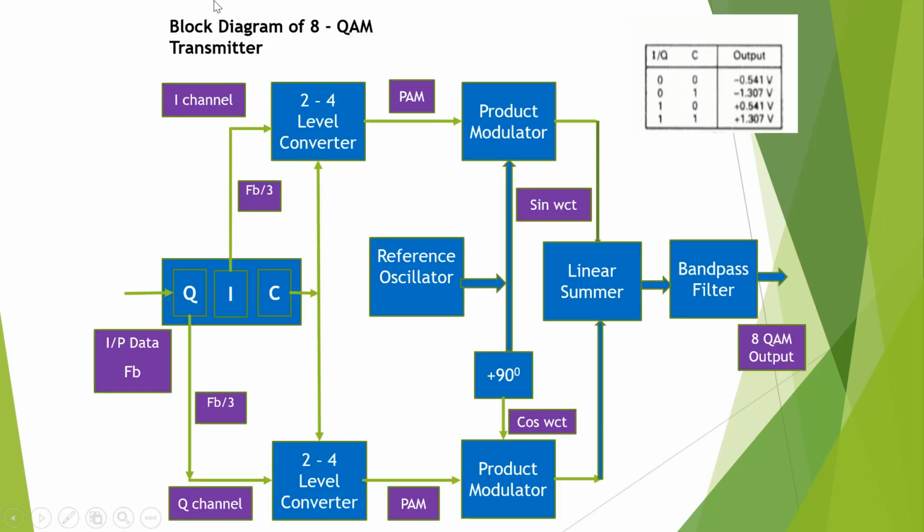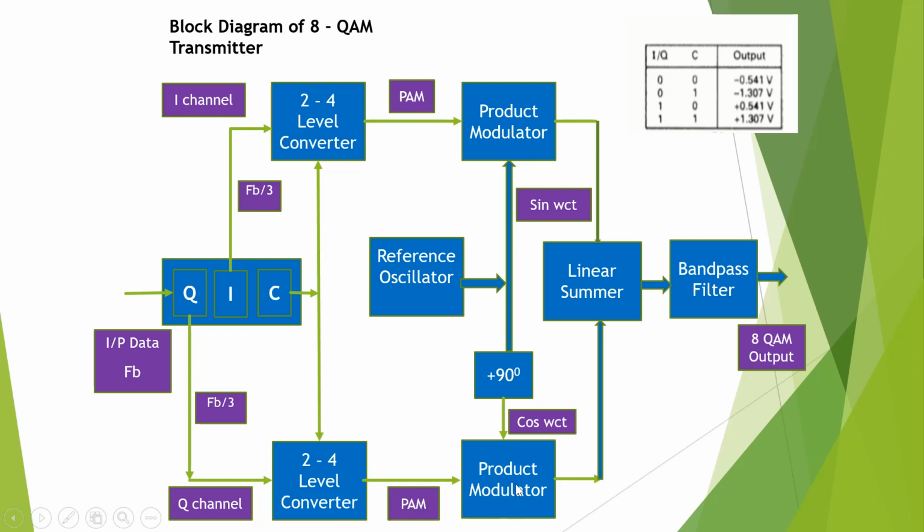So here we can see the three components I, Q, C. The input data is fb, so it is divided by 3 among these components. We can see here the I channel is fb by 3 and the Q channel is fb by 3. Then these are applied to the level converters, 2-to-4 level converters. So what we are getting at the output, at the upper side, is a PAM signal, and at the lower side also we can find the output of the converter, that is PAM.